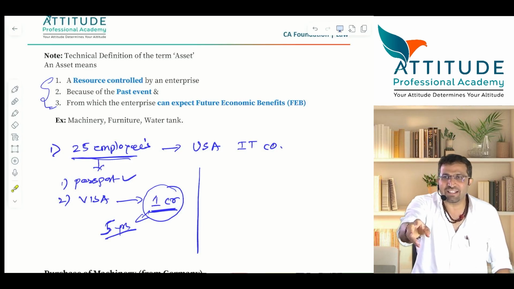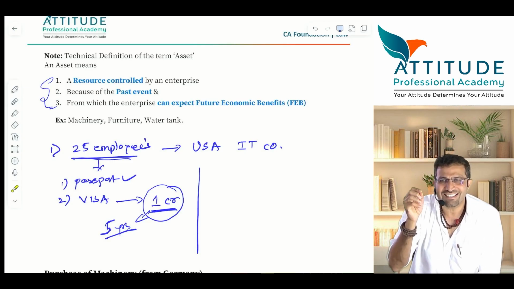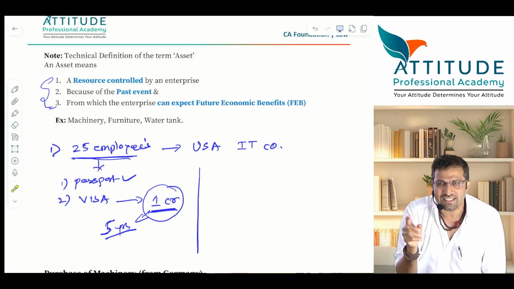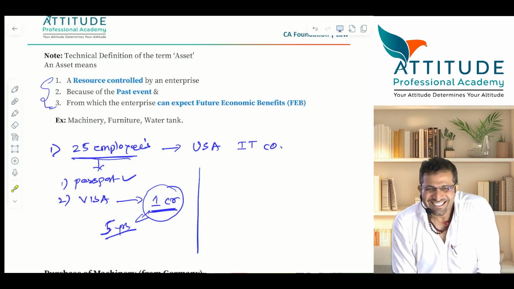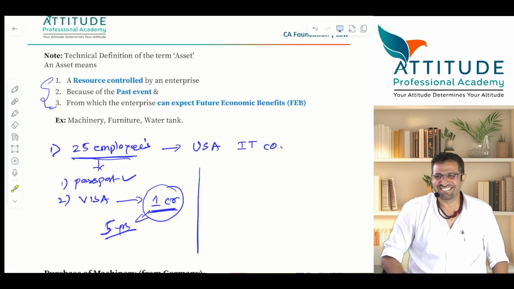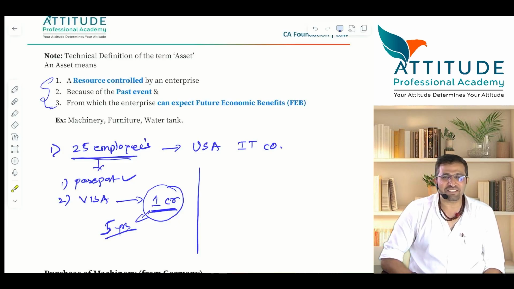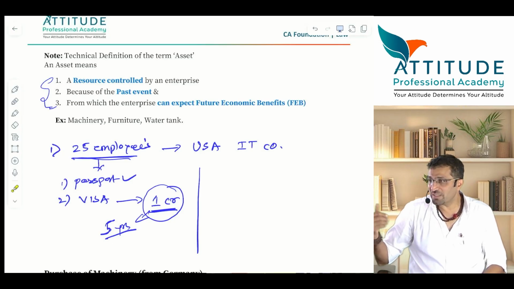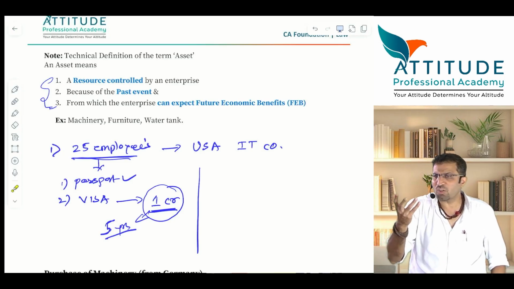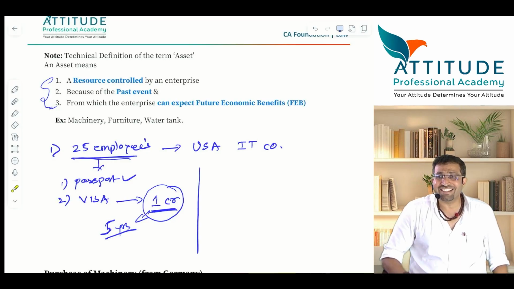That is why human beings are not treated as assets in the balance sheet. Have you ever seen human beings as fixed assets in the balance sheet? No. You have seen land and building as a fixed asset. Seen plant and machinery as a fixed asset. You have seen furniture and fittings as a fixed asset. You have seen goodwill as a fixed asset. Yes or no? But you have not seen human resource as an asset. Reason: human beings cannot be controlled.